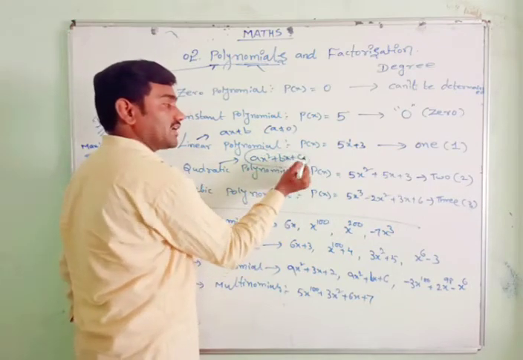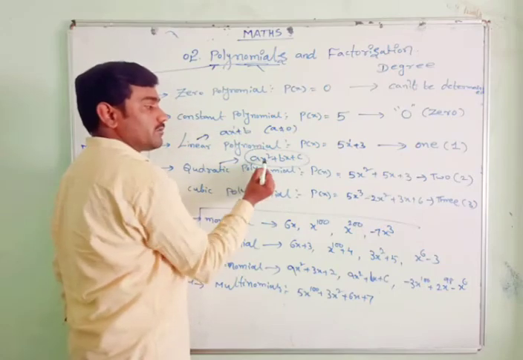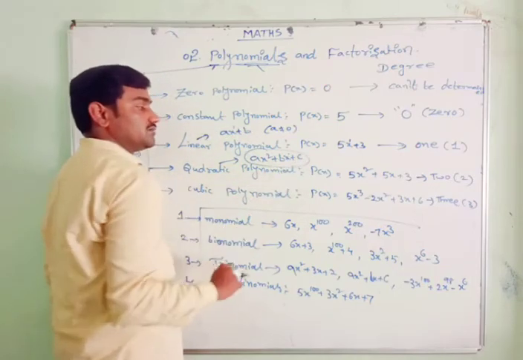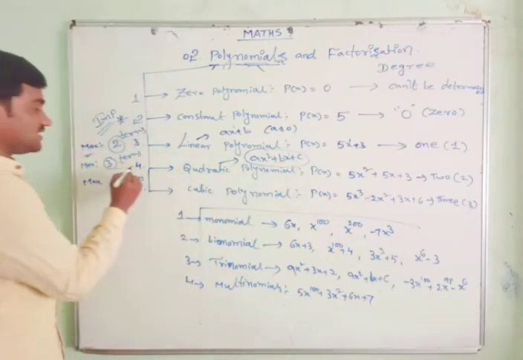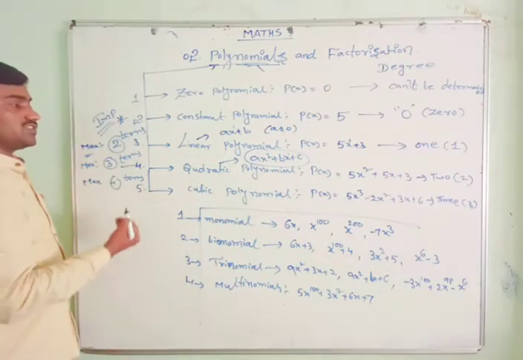Power 2, power 1 and constant term. Ax square plus bx plus 3. How many terms are there? Maximum we have 3 terms. See, quadratic polynomial we have maximum 3 terms.